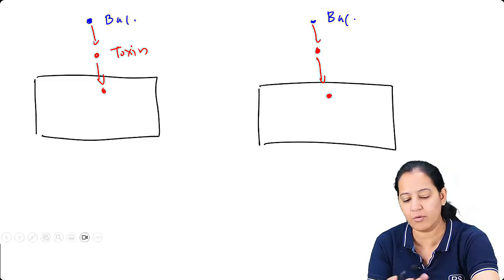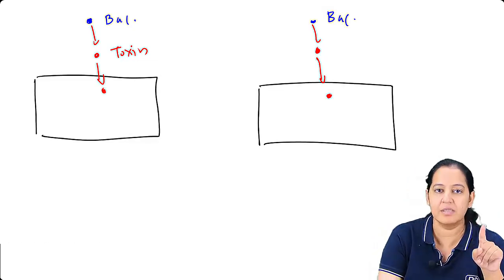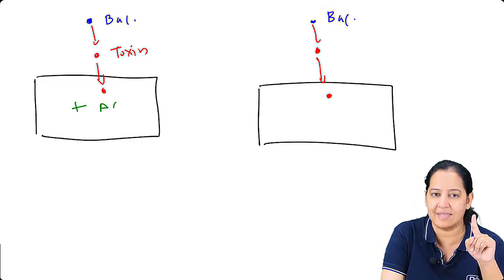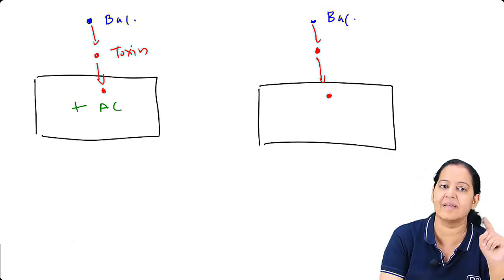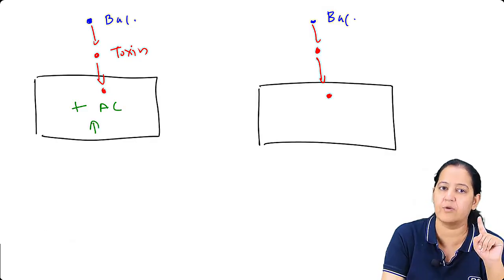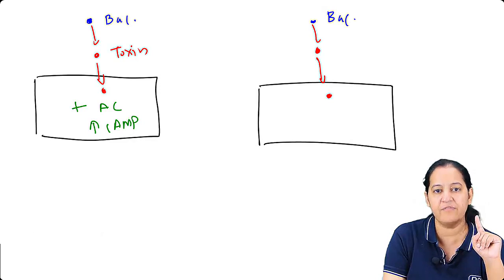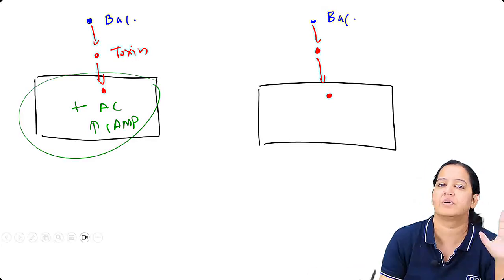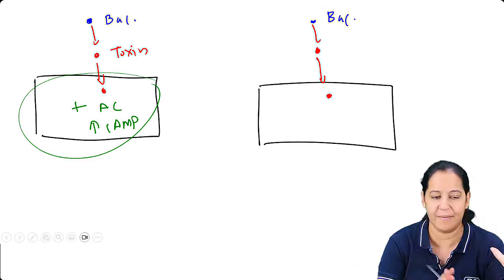This toxin after going, what is it doing? This toxin stimulates adenyl cyclase. And adenyl cyclase converts ATP to cyclic AMP, so increased cyclic AMP. And because of increased cyclic AMP, the cell will burst. The cell will burst, the cell will die. So this is the mechanism of action.